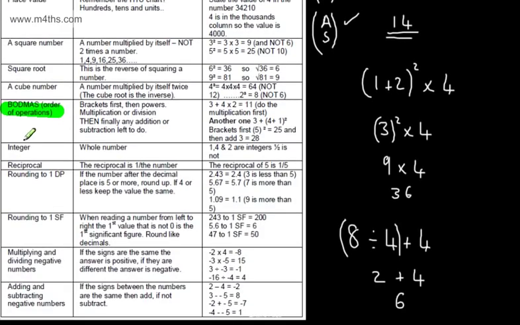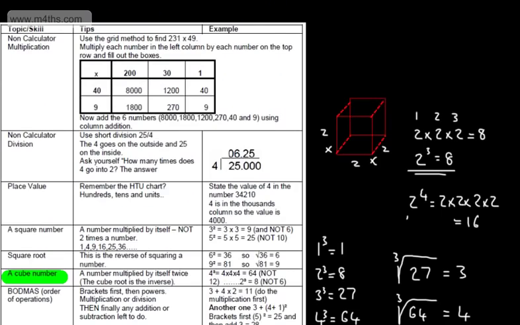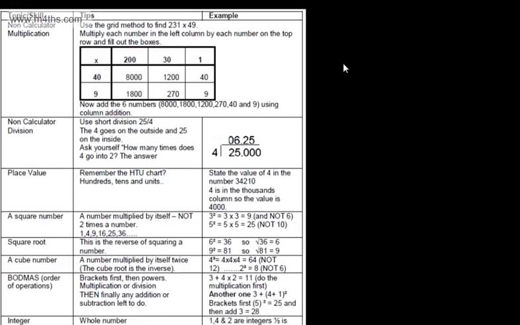Okay, let's now look at the word integer. Integer is a whole number. The reason I've included this is because it crops up on lots of questions. So integers are whole numbers: 1, 2, 5, 20, 47. They're not fractions or decimals. So let's look at some examples of integers.